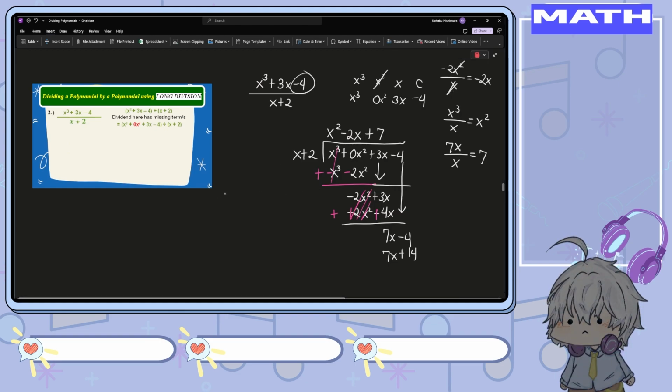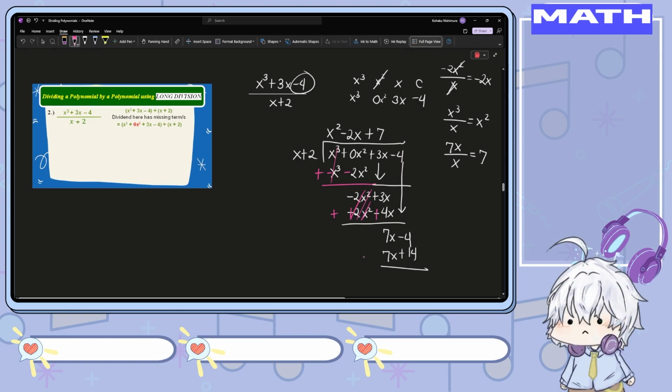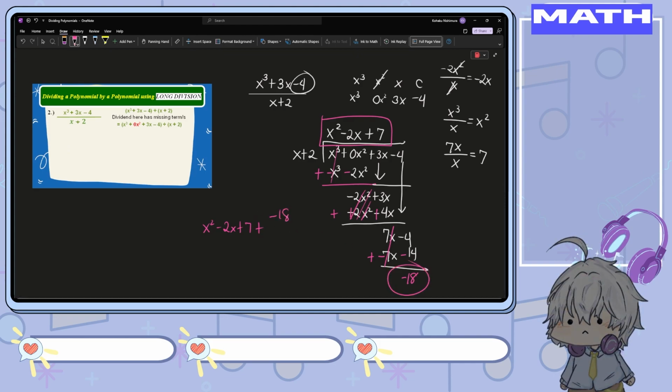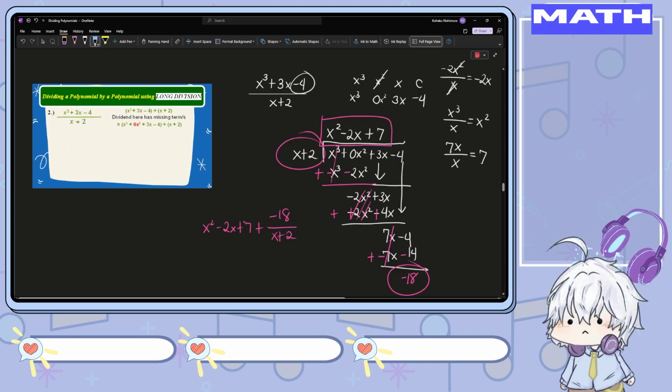Oh, yeah, there. Rule of thumb is that again, we change it from subtraction to addition and then change the signs. This will become negative. This will now become negative. Cancel this out. Negative 14 plus negative 4 is going to be negative 18. Thus, the final answer can be rewritten as x squared minus 2x plus 7 plus the remainder negative 18 divided by the divisor x plus 2. Thus answering this question.